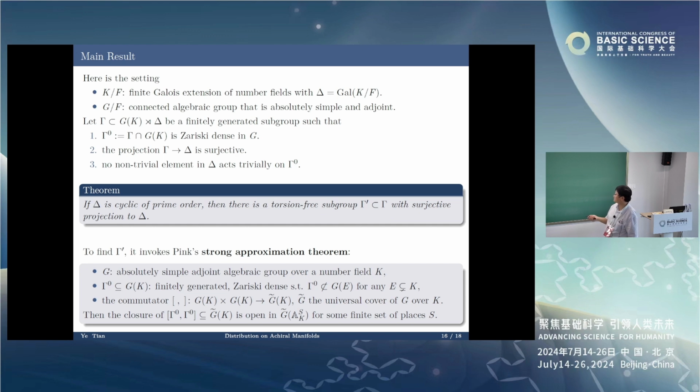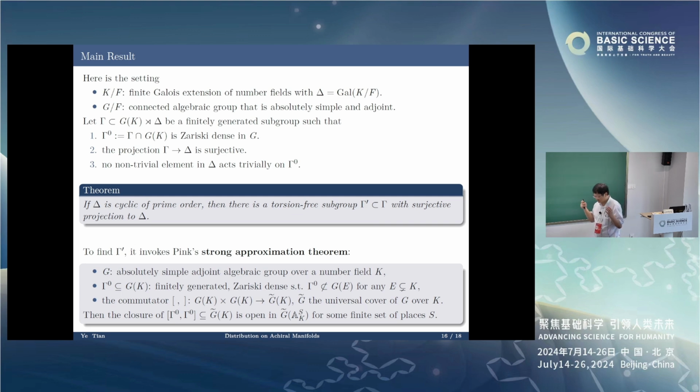Now the strong approximation theorem involved here is a little more general than what we have in number theory. In number theory, if we have a simple group, then we know the rational points are dense in the adeles. But here we sometimes want this G to be adjoint, so not simple. And the original strong approximation theorem is for the simple one. Then you can ask the general question.